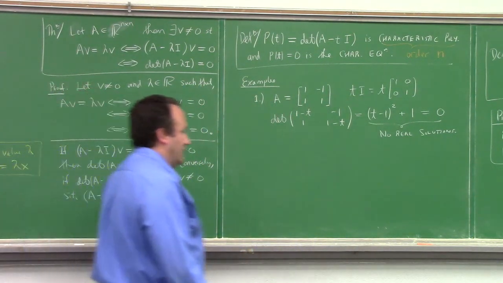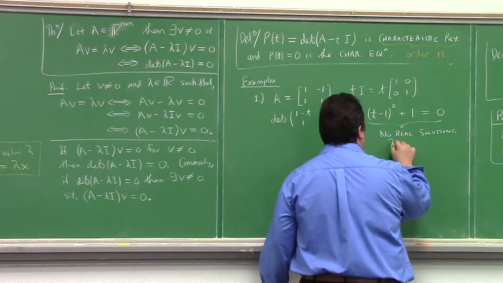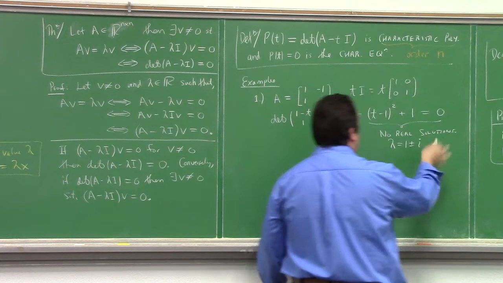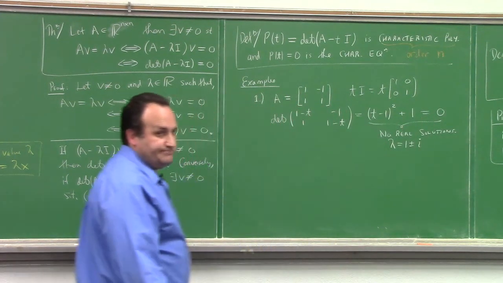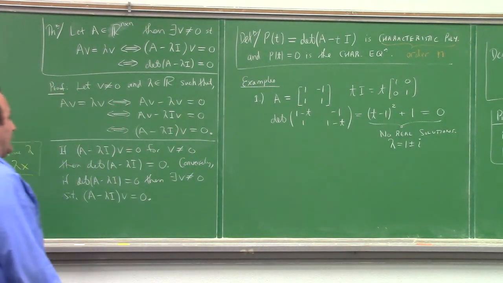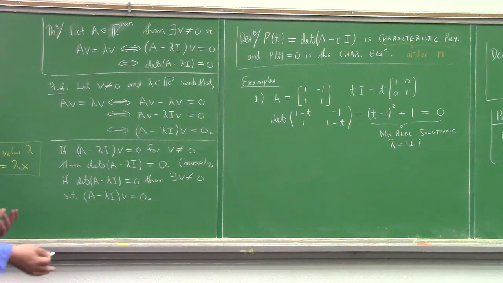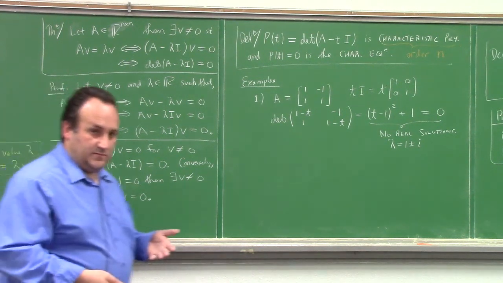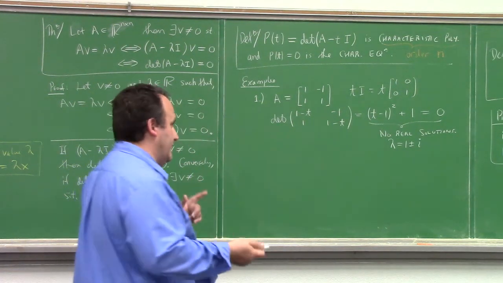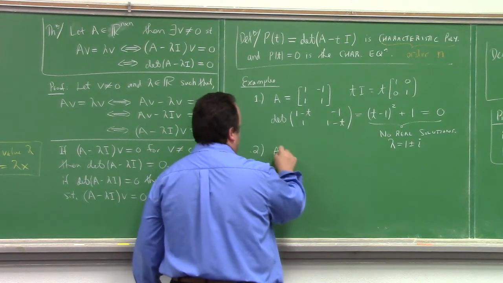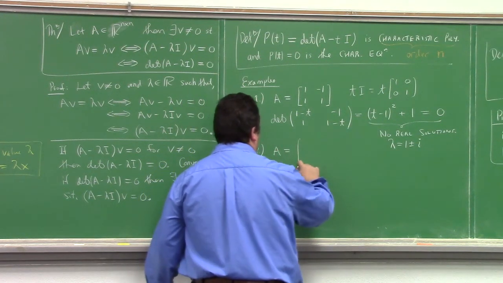In fact, here I get lambda equals 1 plus or minus i. This actually has complex eigenvalues, for what it's worth. So a matrix doesn't have to have any real eigenvalues. It's possible that it doesn't. Just to make an easy one here.